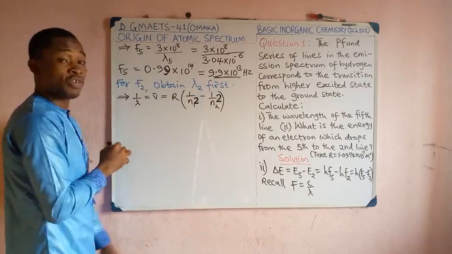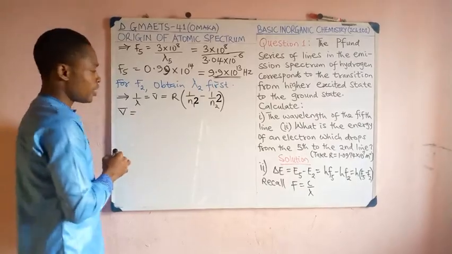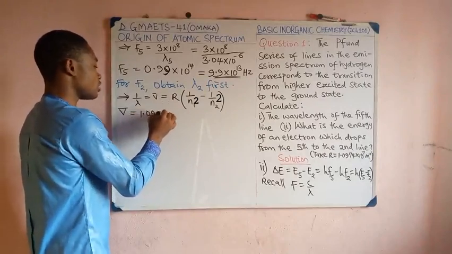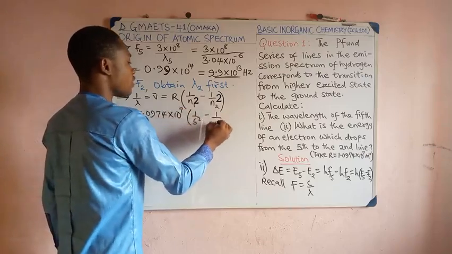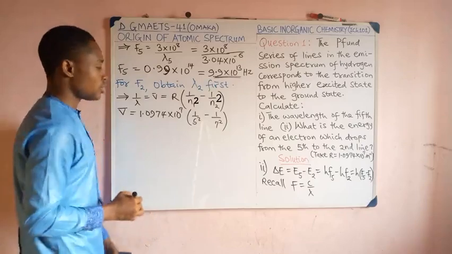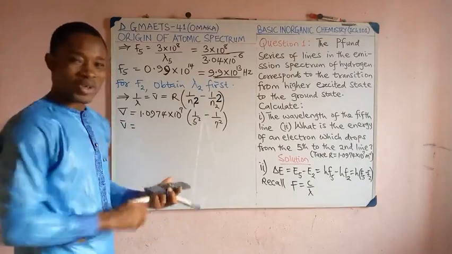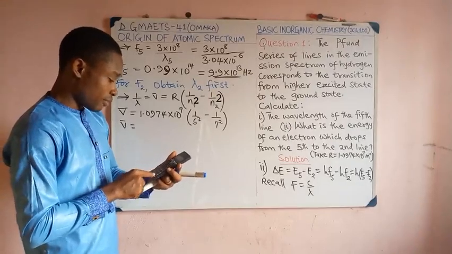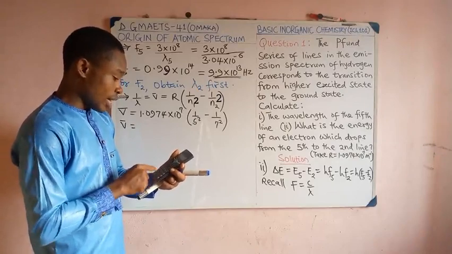So we're going to substitute first. Let's get the wave number for the 2nd line. Is that okay? Wave number for the 2nd line. That's going to be equal to R, and R there is 1.0974 times 10 raised to the power 7, multiplied by 1 over 5 squared minus 1 over 7 squared. N2, like I stated, for Pfund series, the second line is equal to 7. So this is going to give us, let's see, 1 over 25 minus 1 over 7 squared, which is 49.